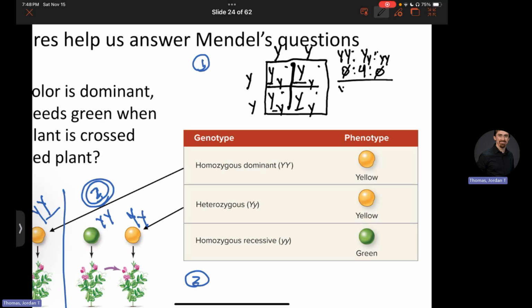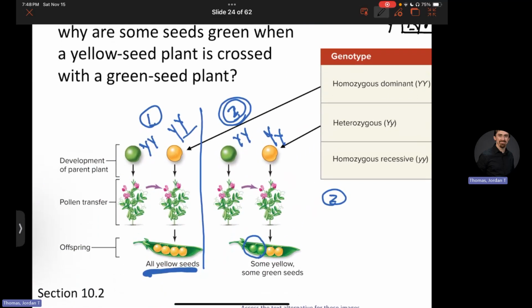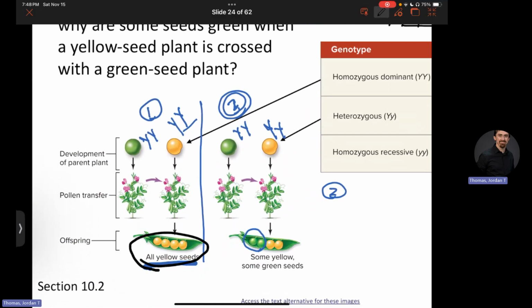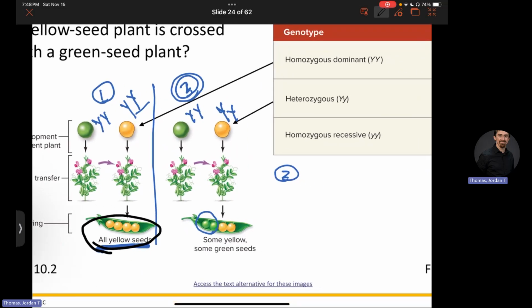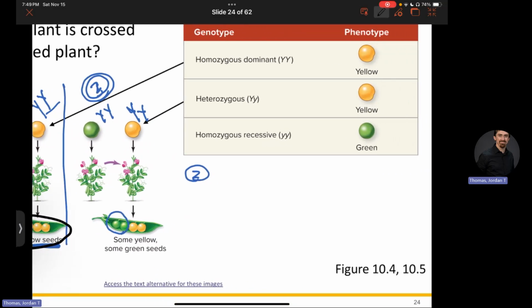That means for yellow seeds, all 4 are yellow. But for green, we get none. So if the mom has both, or the yellow seed has both dominant alleles, it produces all yellow seeds, which is why down here we get all yellow seeds. There's no chance of the offspring getting the green allele.